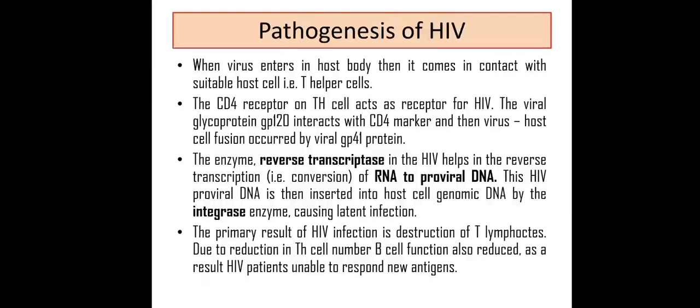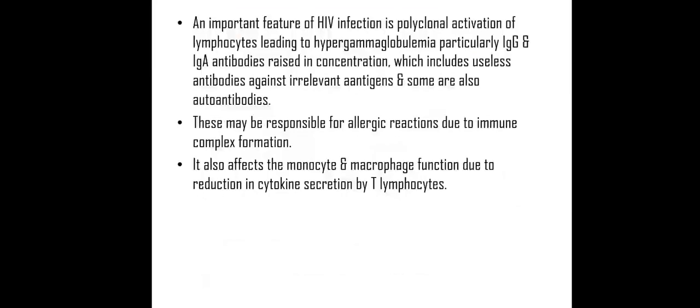The primary result of HIV infection is the destruction of T lymphocytes. Due to the reduction in T cell number, B cell function also gets reduced, because B cell activation requires T helper cells. So it also affects the B cell function, that is the humoral immune response. As a result, HIV patients are unable to respond to new antigens.